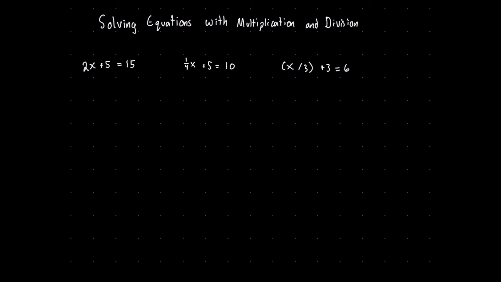How to solve equations with multiplication and division. So the first step is to get this x term alone. So we'll start by subtracting 5 from each side. And I'll skip the step of doing the subtraction because we know that this plus 5 minus 5 is going to become 0, and 15 minus 5 is going to be 10. So that gives us 2x equals 10.